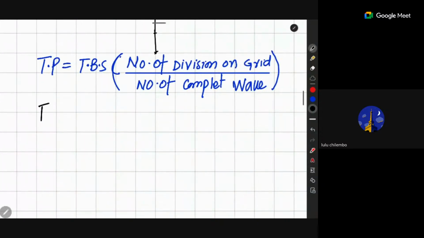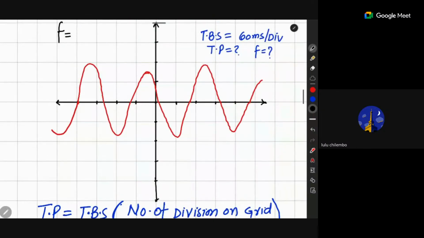I have to calculate time period. What is time base setting? 60 milliseconds for one division. How many divisions are there on the grid? Now I will say, for example, I do not know about this part of the wave, so I will start right from here. 1, 2, 3, 4, 5, 6, 7, 8, 9, and 10. So if I just complete here approximately, then how many waves are there?